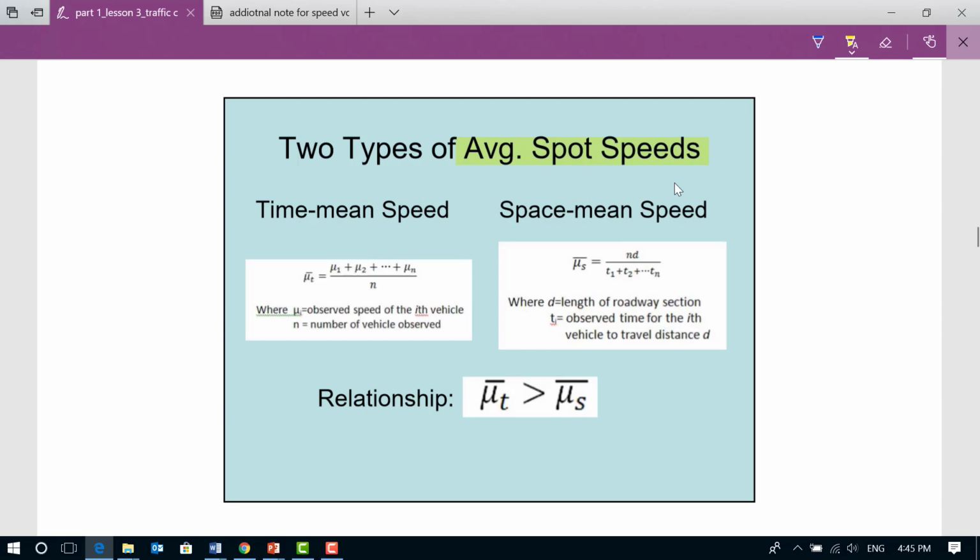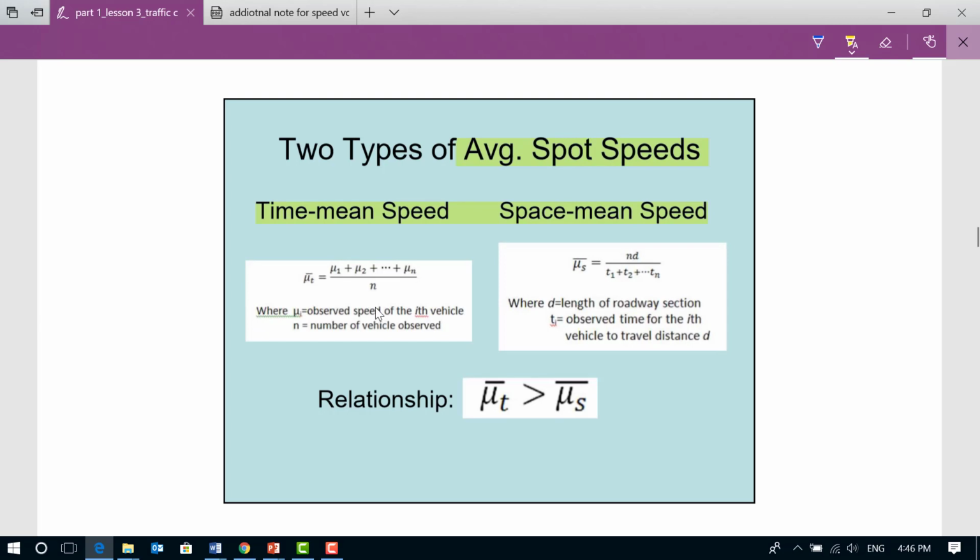Instead, we are more interested in the average spot speed. Usually we have two types of average spot speed, the time mean and the space mean. For the time mean, you calculate the individual speed first, and then calculate their average speed. This is the typical arithmetic mean value we usually use.